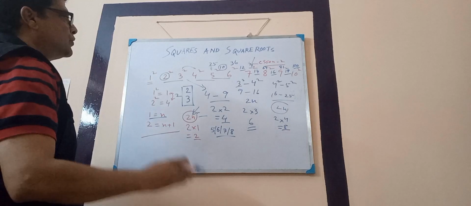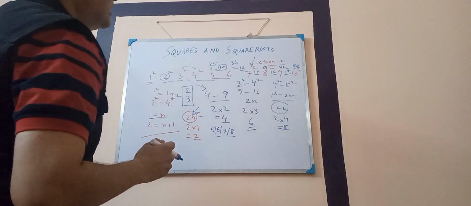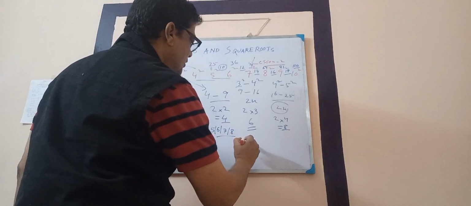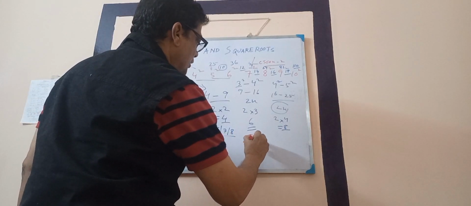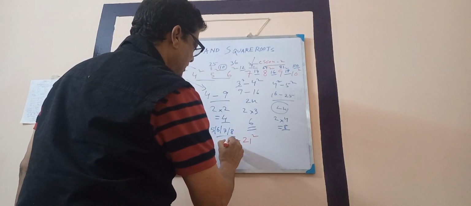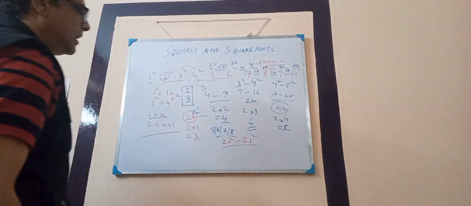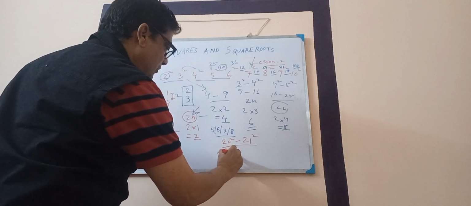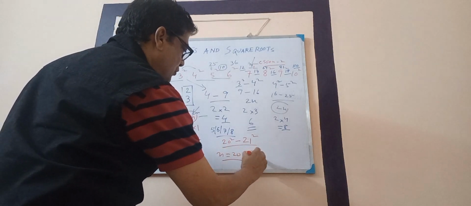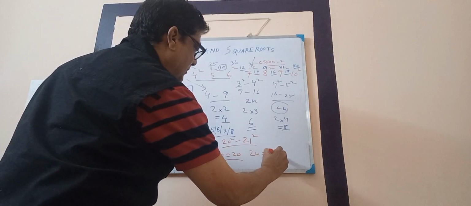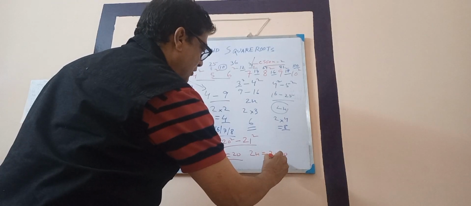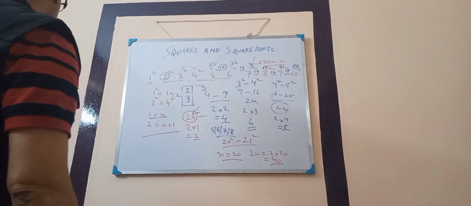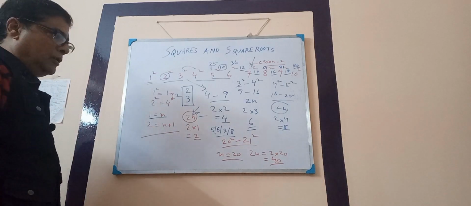In between two square numbers, let us do an example. Now just find out how many numbers will be there in between 20 square and 21 square. How many numbers will be there? So in this particular case, n will be equal to 20. So 2n, that means 2 multiplied by 20, that means 40 numbers will be there. Got it? Okay.